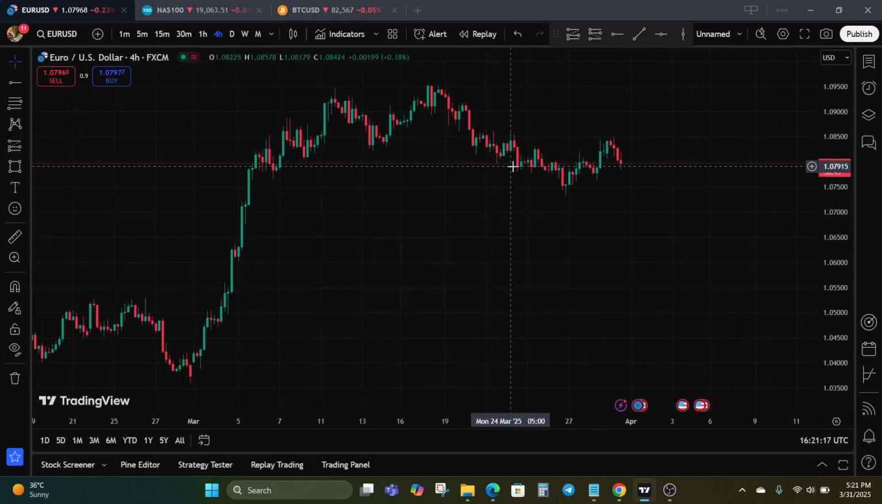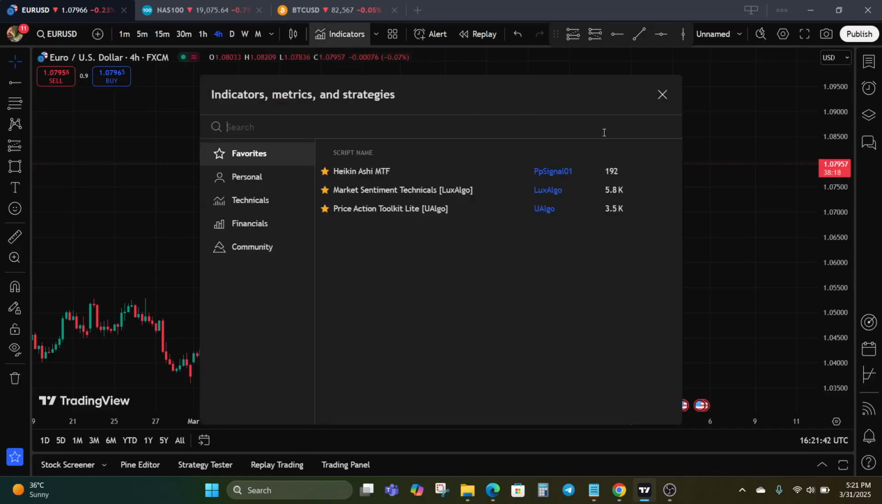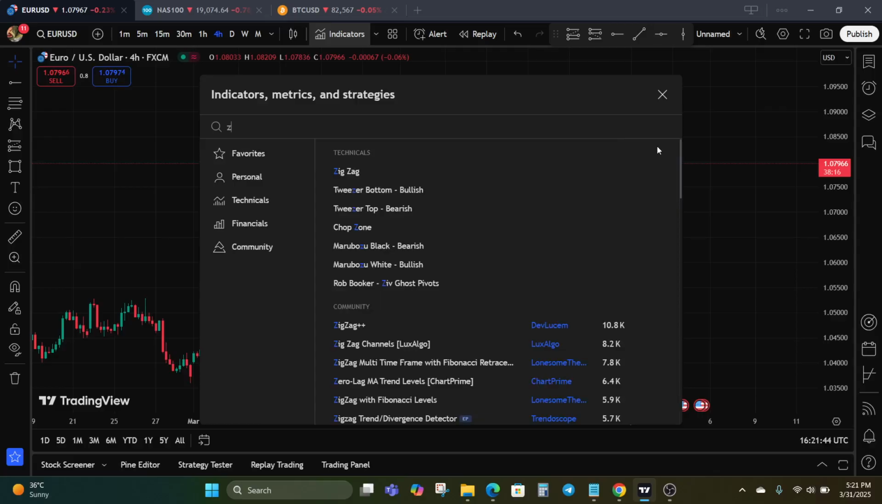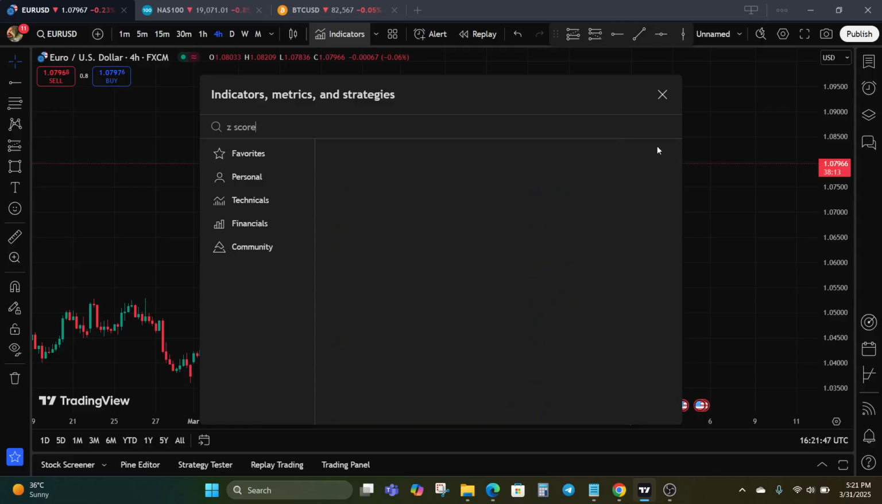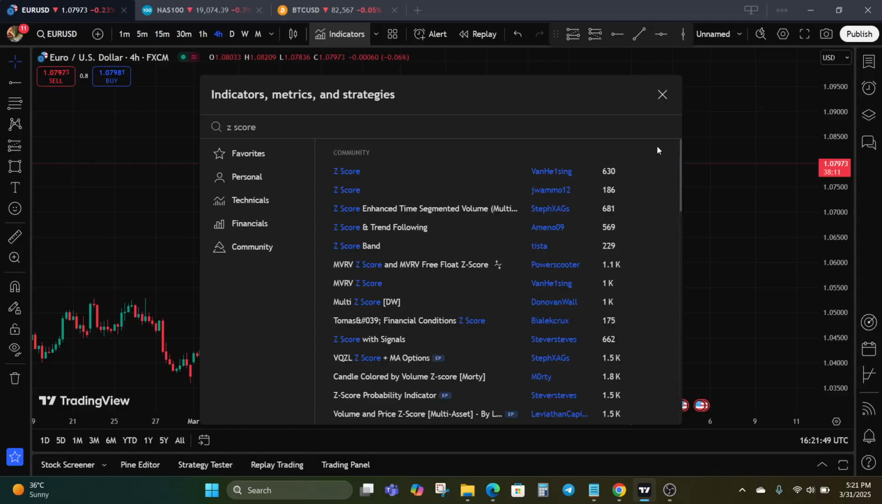Are you struggling to stay on the right side of the market? What if you could use a statistical edge to always trade with the trend? Well, in this particular video, we are going to be talking about the Z-score probability indicator. It's a powerful tool that helps traders avoid counter trend mistakes and stay aligned with momentum.